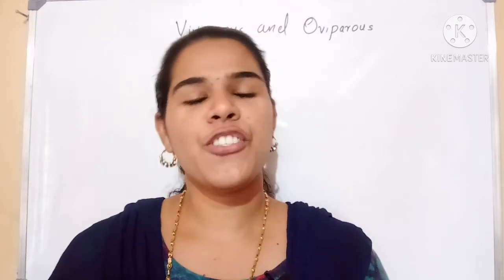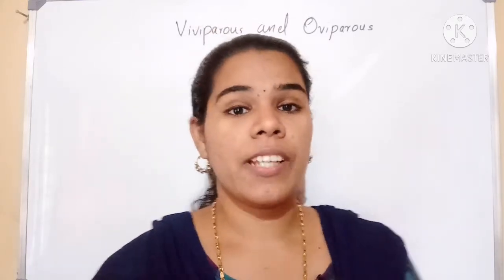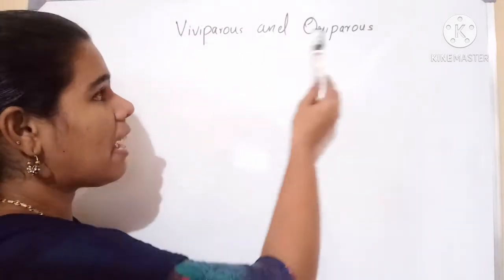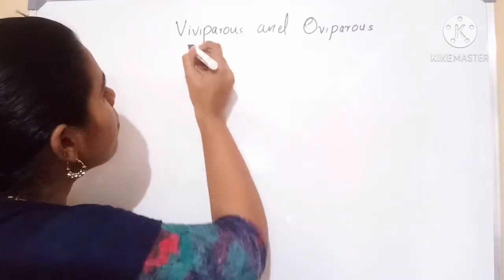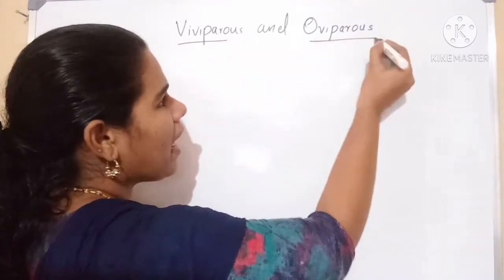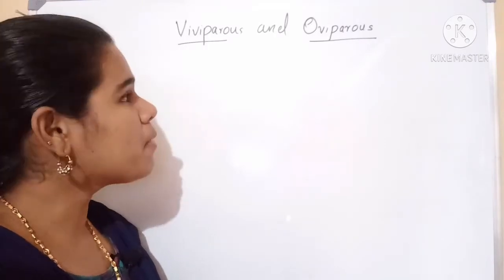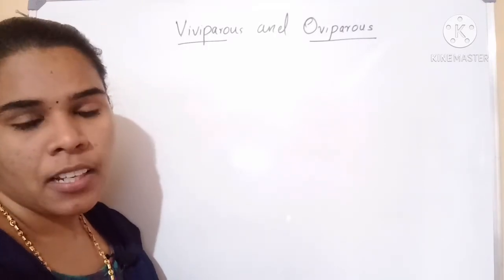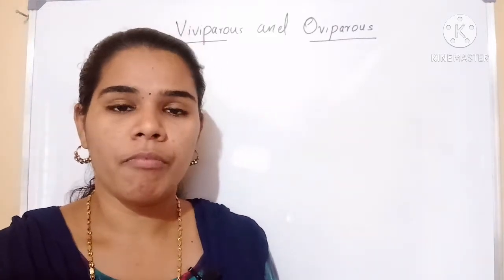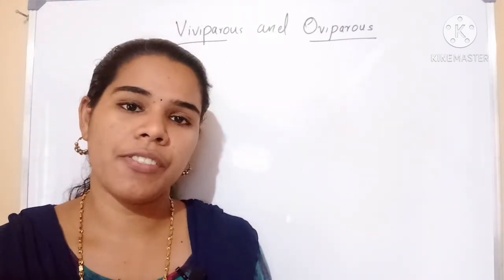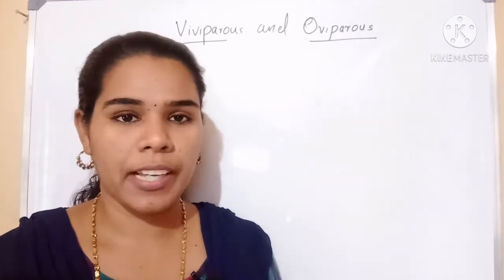Hi everyone. Today we learn two new terms. The first one is viviparous and the second one is oviparous. So what do we mean by viviparous and oviparous animals? These two terms are related to animals. Last class we learned about fertilization, its steps, and the zygote formation or development of the zygote.